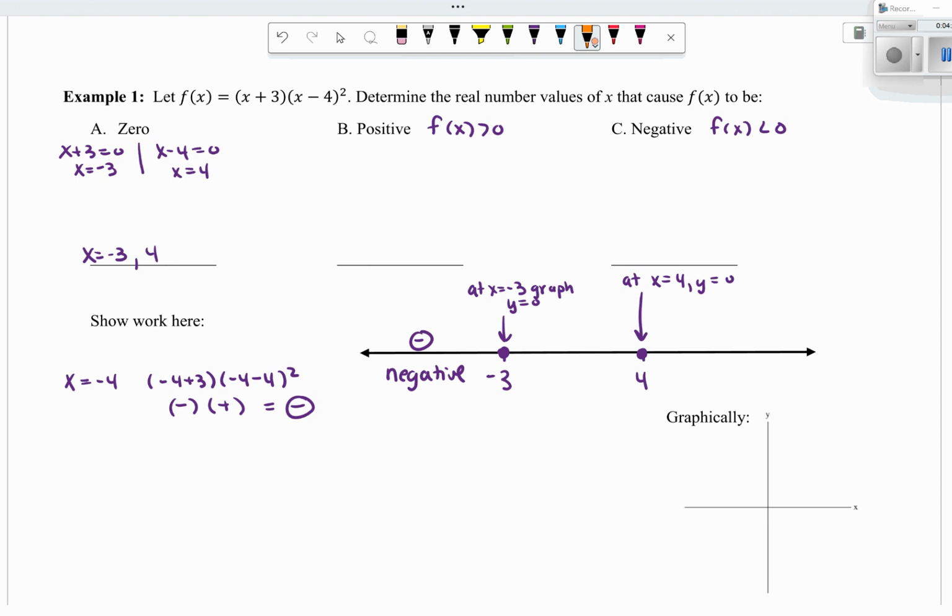Looking then in between -3 and 4, a number in between would be 0. So let's test x equals 0. In my function, I would have 0 plus 3 times 0 minus 4 quantity squared. So this gives us a positive, and this is also going to be positive, so that means these are going to be positive answers. And then above 4 would be a number such as 5. So if we plug in 5, we get 5 plus 3, and then 5 minus 4 squared. So this is positive times a positive, which equals a positive.